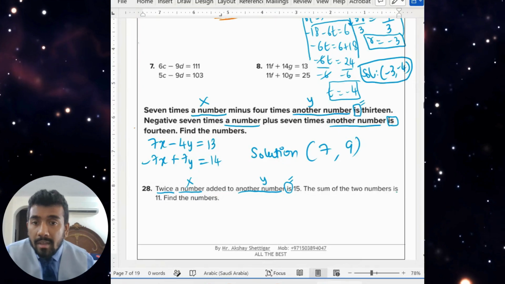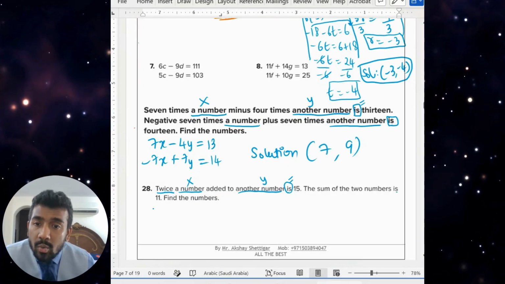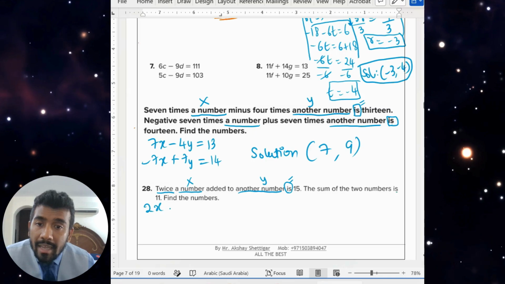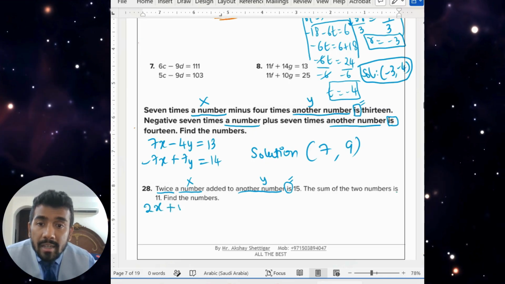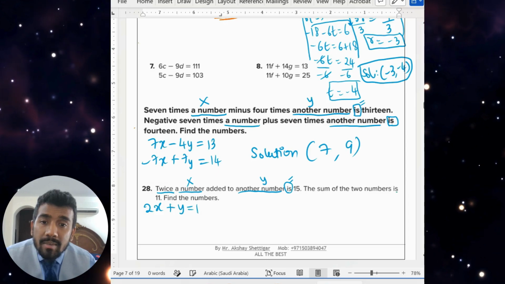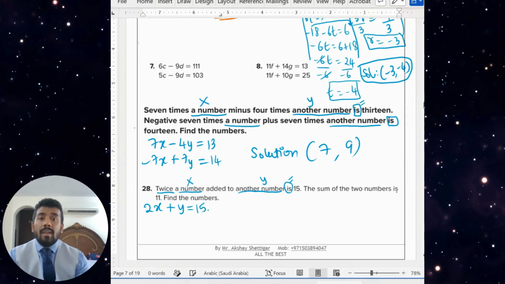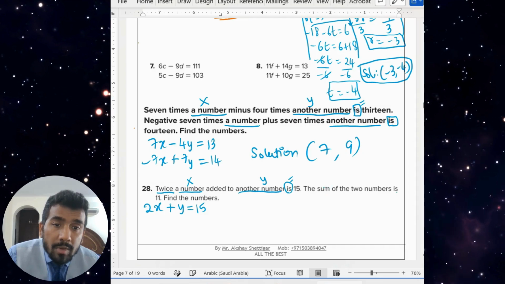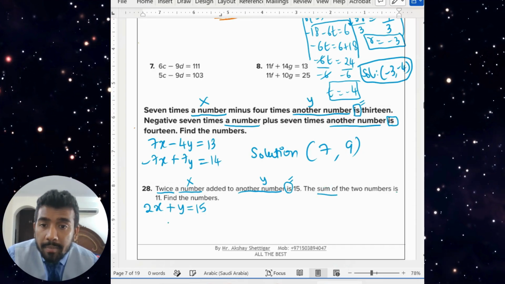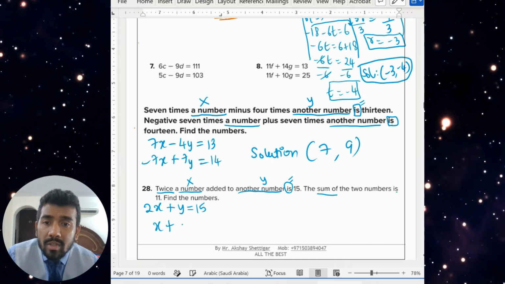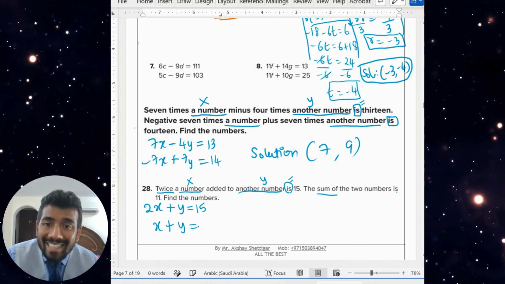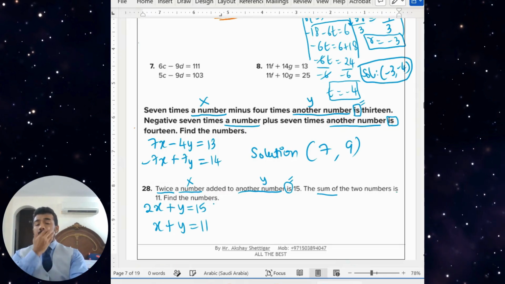Okay. So twice means 2x. Added means plus. Another number means y. Is means equal 15. Sum of two numbers. What do you mean by sum of? Means plus. Two numbers, x and y, is 11. Okay. Again, you can solve this by calculator.